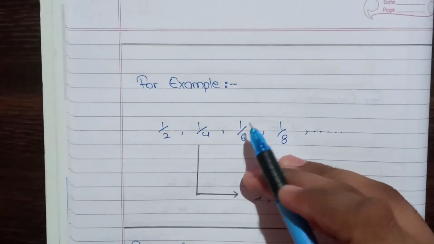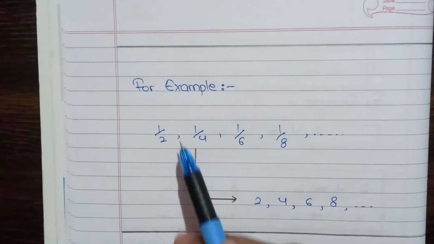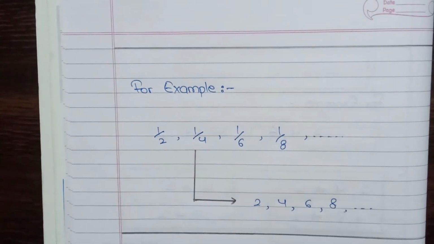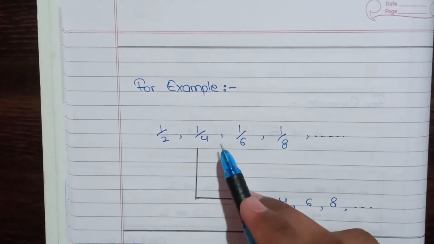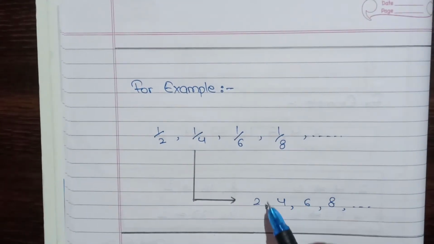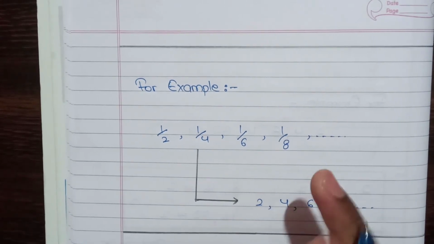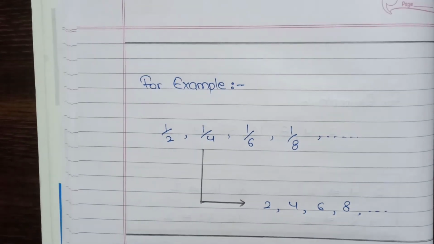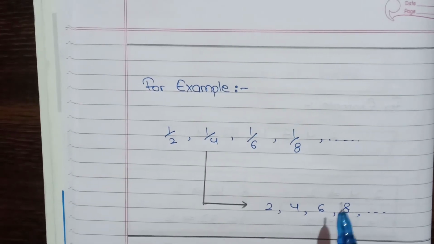So for harmonic progression, we are going to take this example. We have been given these numbers: 1 upon 2, 1 upon 4, 1 upon 6, 1 upon 8, and so on. First we'll reciprocate them to make 2, 4, 6, 8, and we'll check whether their common difference is equal. The difference between 2 and 4 is 2, 4 and 6 is 2, 6 and 8 is also 2. As we saw that their common difference was equal, hence they are in harmonic progression, which is HP.